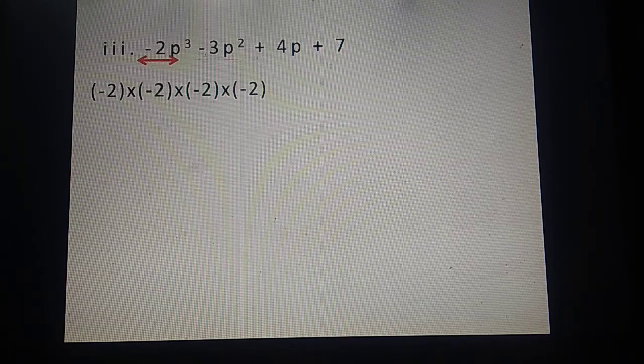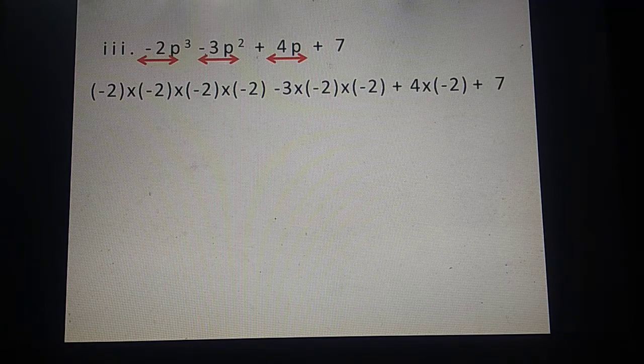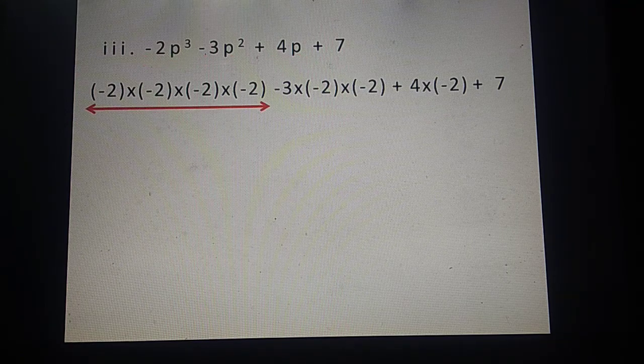Now minus 3p square. The factors are 3 and then 2 times p. So we will write it as minus 3 into minus 2 into minus 2, plus next is 4 into minus 2, followed by plus 7. Now the very first term, you have to multiply 2 into 2 into 2 into 2, which is equal to 16. Now how many minus signs are there? There are 4 minus signs, as you can see overall in these terms. So 4 means even, so the answer will be positive.